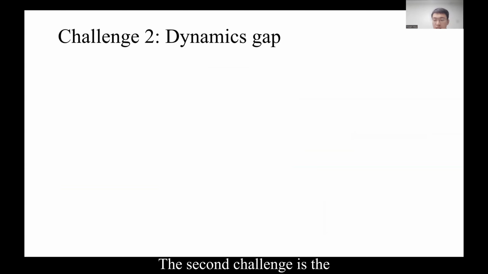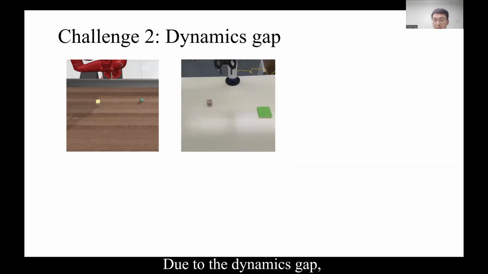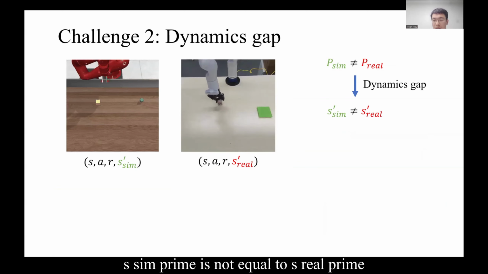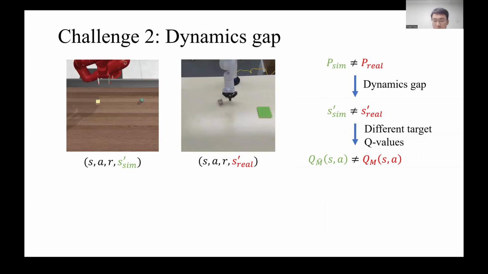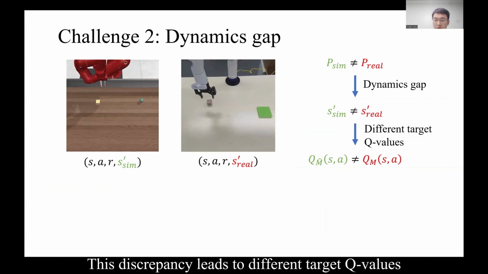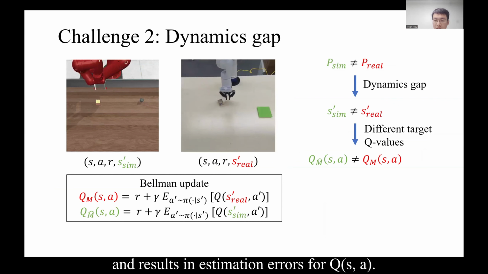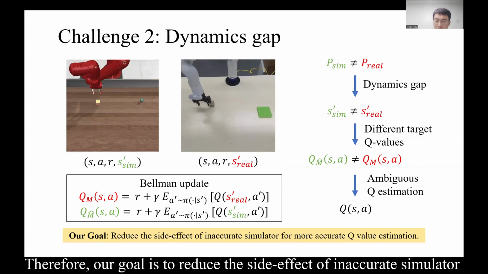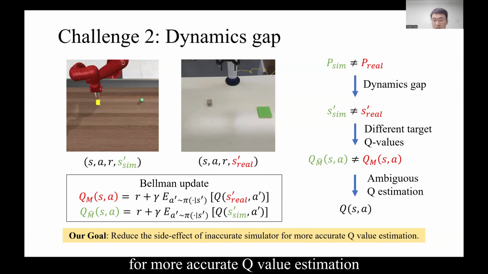The second challenge is the dynamics gap between the real world and the simulator. Due to the dynamics gap, for the same state action pair, S' in the simulator is not equal to S' in the real world. This discrepancy leads to different target Q values and results in estimation errors for Q(S,A). Therefore, our goal is to reduce the side effect of the inaccurate simulator for more accurate Q value estimation.